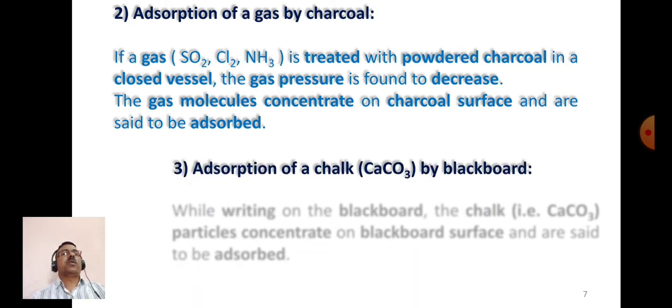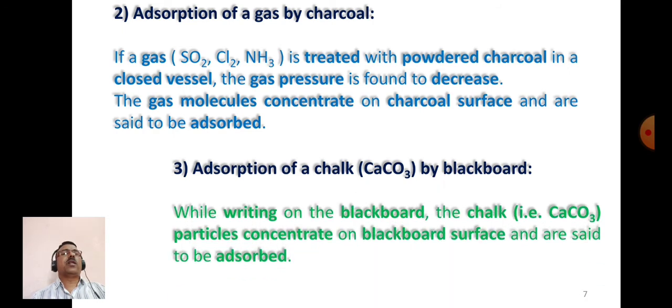Now the third example is very common and known to one and all. This is the adsorption of chalk by a blackboard. We know that while writing on a blackboard, the chalk, which is calcium carbonate, is used. So chalk particles concentrate at the surface of the blackboard. So this process is also nothing but the adsorption process.